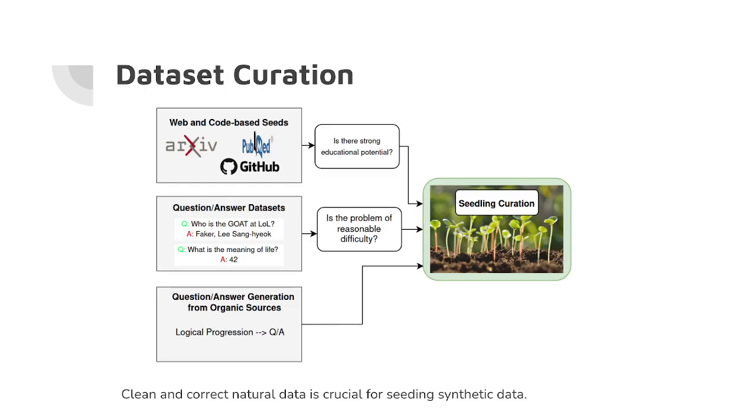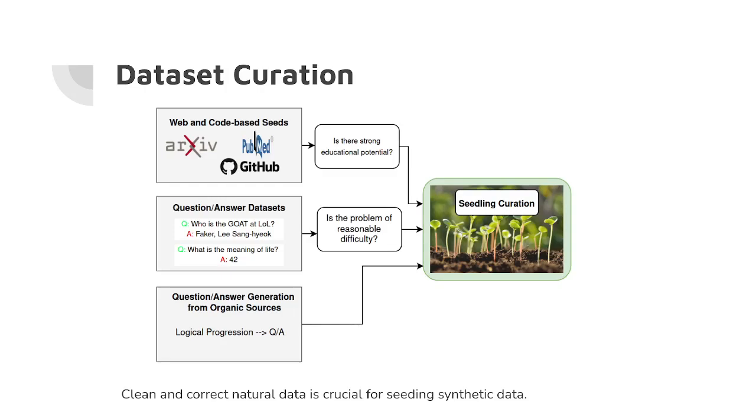And from here, it becomes a seedling if there's a strong educational potential. This is more specified in their paper. They use a classifier, I believe, to try to differentiate this. You can look more about it later.